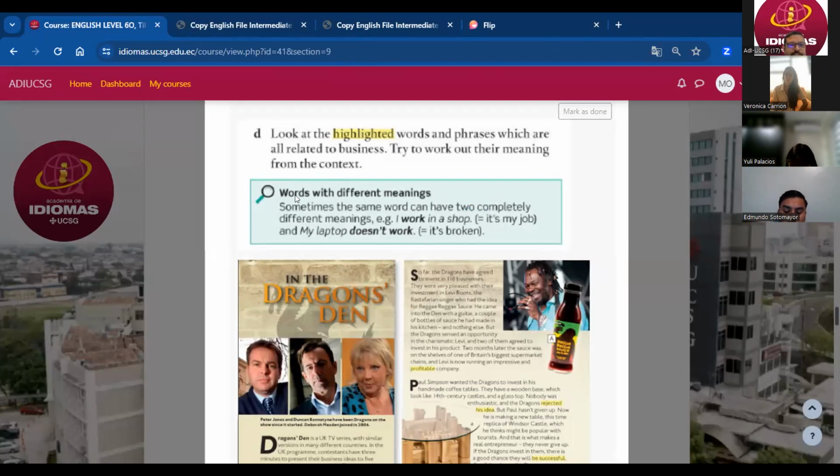Also, we have a little section that is the words with different meanings, as you know. Depending on the context in which we use some words, you're going to have different meanings. Sometimes the same word can have two completely different meanings. I work in a shop refers to your job, but you can also use the same verb: my laptop doesn't work. It means that it's broken, it's not functioning. So when something is not working, it is broken.